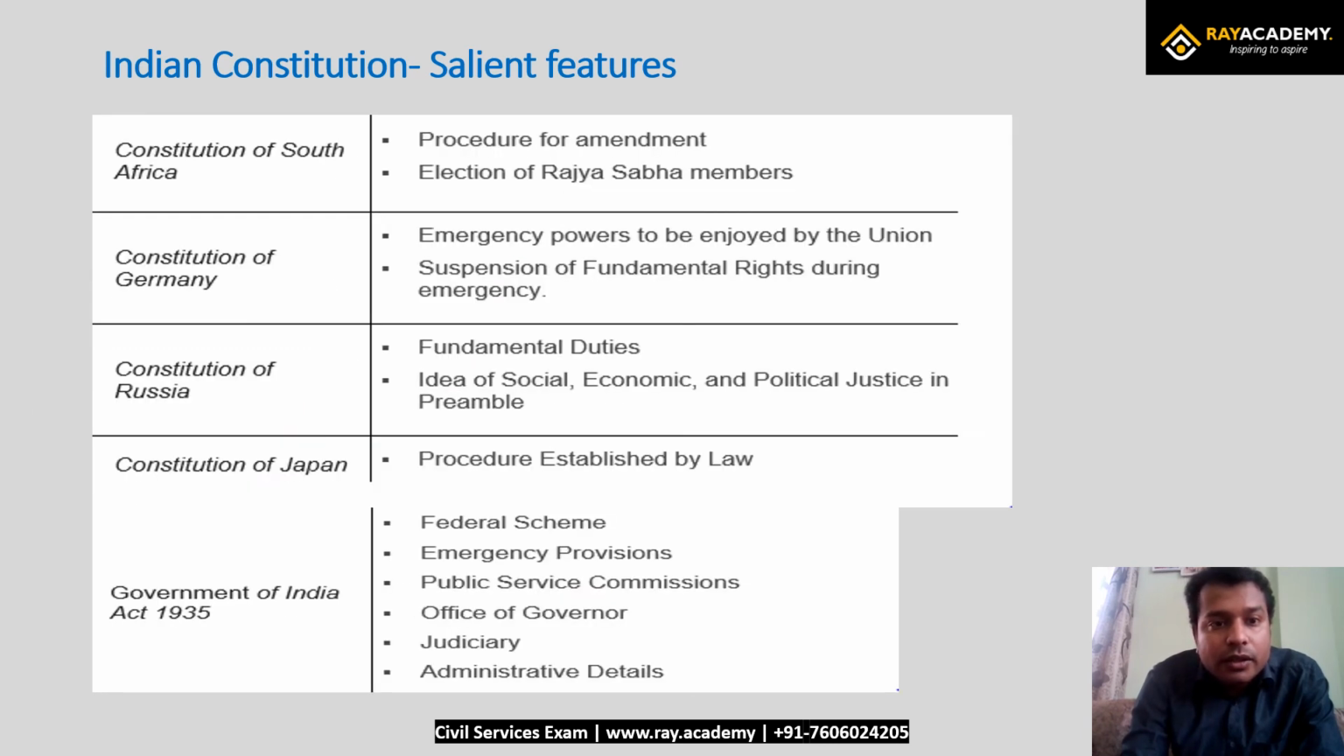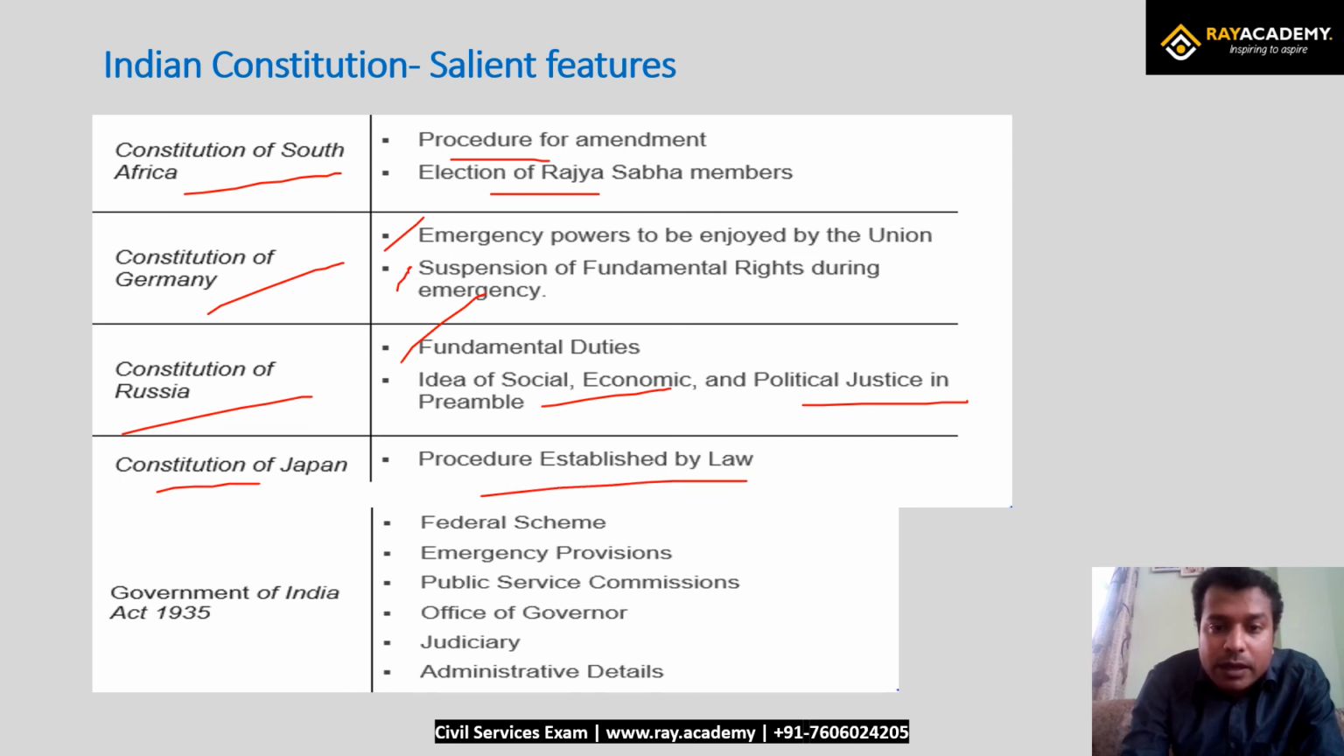Then we have the Constitution of South Africa. We have sourced the procedure of amendment and election of Rajya Sabha members. From the Constitution of Germany we have referred emergency provisions, the suspension of fundamental rights during the emergency. From the Constitution of Russia we have sourced the fundamental duties, and also the idea of social, economic, and political justice in the preamble. From the Constitution of Japan we have sourced procedure established by law.